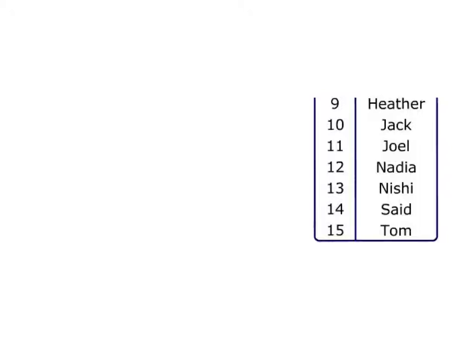Once again, we're going to have to find the middle item in our list. Now, all the items have been numbered, and we are now left with the items between 9 and 15. So to find the middle item this time, we can do 9 plus 15 divided by 2, and that tells us that the middle item in our new list is the 12th item. So the middle item in our new list is Nadia.